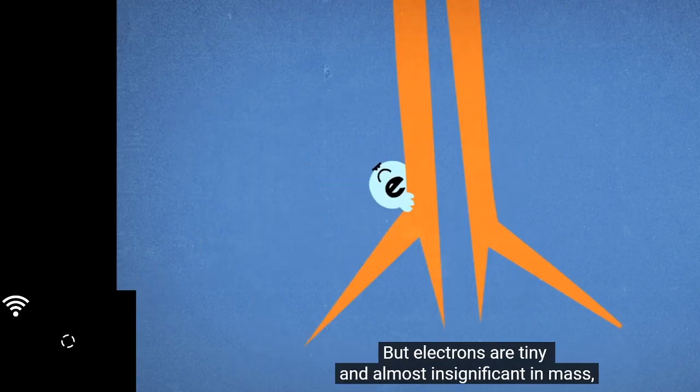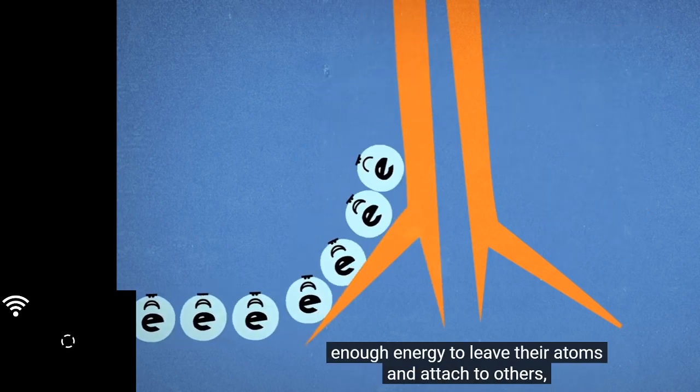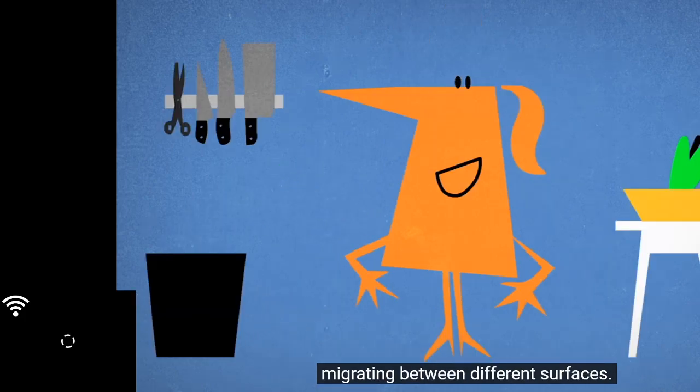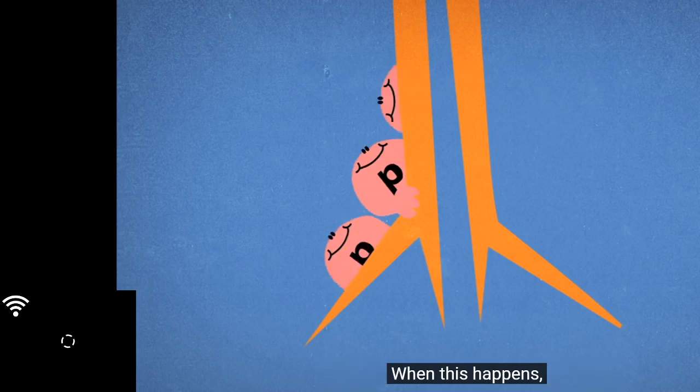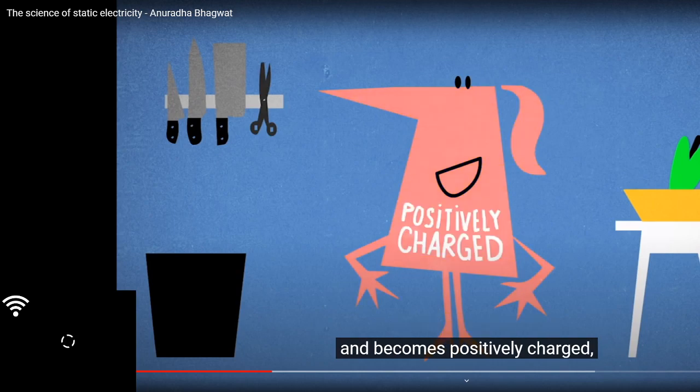But electrons are tiny and almost insignificant in mass, and rubbing or friction can give loosely bound electrons enough energy to leave their atoms and attach to others, migrating between different surfaces. When this happens, the first object is left with more protons than electrons and becomes positively charged. So, if there is an object with more protons, positively charged particles, than electrons, this object gets positively charged. This is the body of this girl. Okay?